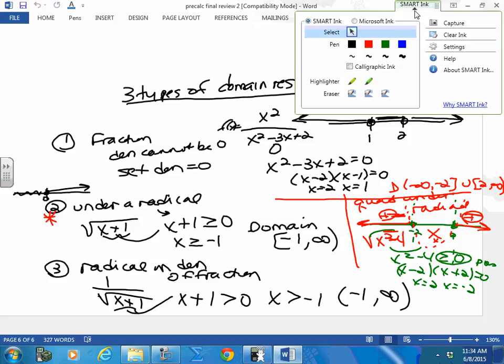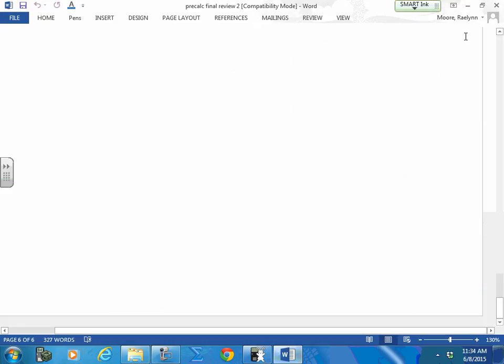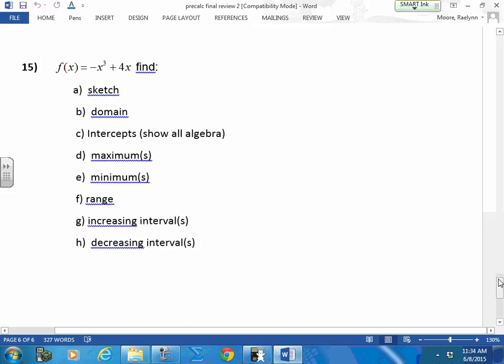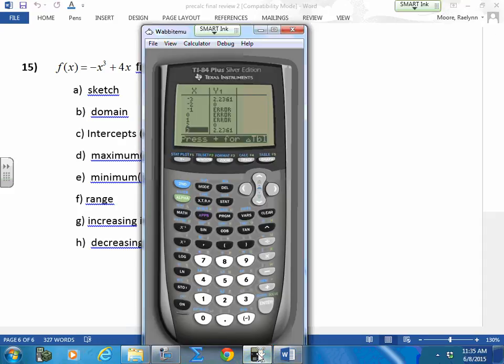Okay, let's jump up to this last graph, because we did this kind of a while ago. Number 15. Is it number 12? Okay, number 12. Really? Same exact one? Okay. So number 12. We're going to graph this guy. So it says sketch. So let's pull in a sketch first.